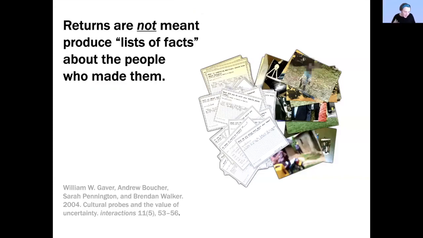So interpreting probe responses is tricky. Gaver writes that the responses are not meant to be formally analyzed. They're not meant to produce lists of facts about the people who created them. Instead, they're meant to provide designers with these glimpses into the communities that they're designing for.